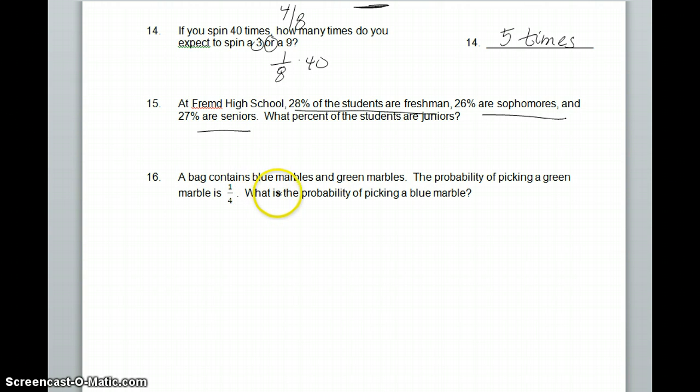A bag contains blue marbles and green marbles. The probability of picking a green marble is 1/4, so what is the probability of picking a blue marble? Well, hopefully you'd realize 3/4.